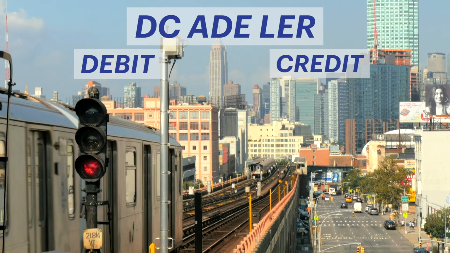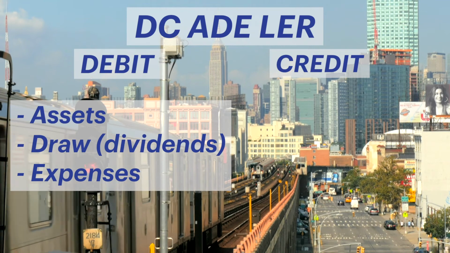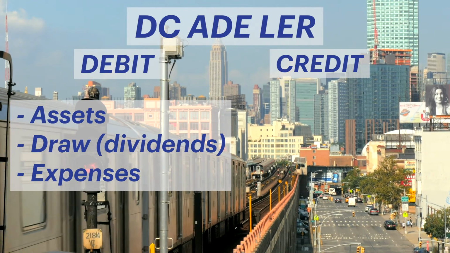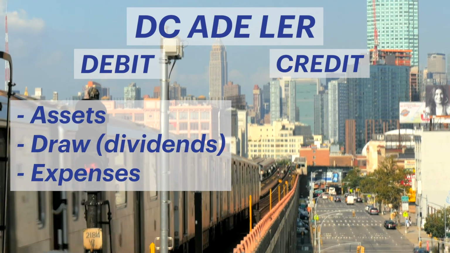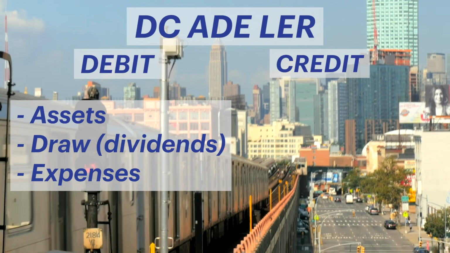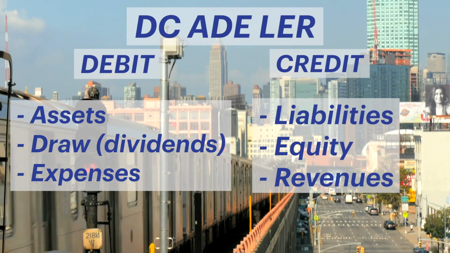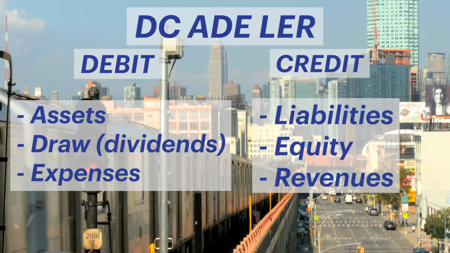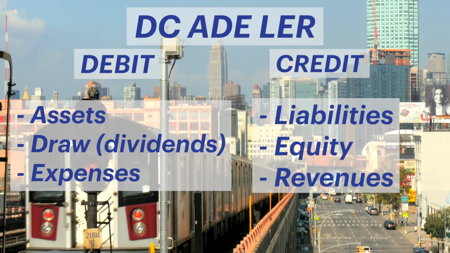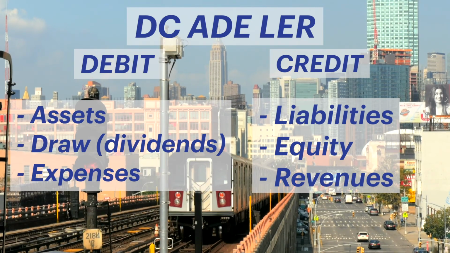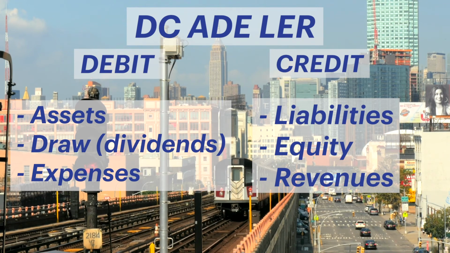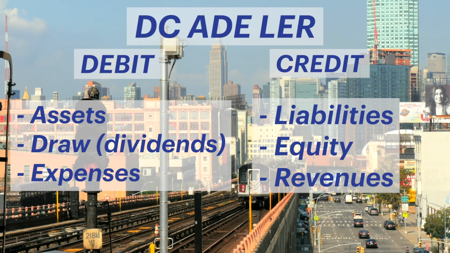On the debit side, ADE refers to assets, draw, and expenses, which all increase on the debit side. On the credit side, LER refers to liabilities, paid-in equity, and revenues. And you guessed it, they all increase on the credit side. When you journalize a transaction, look at the accounts affected and ask yourself, what is the normal balance of this account? And did it increase or did it decrease?